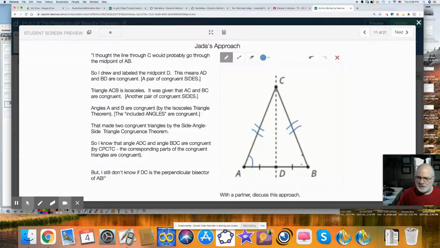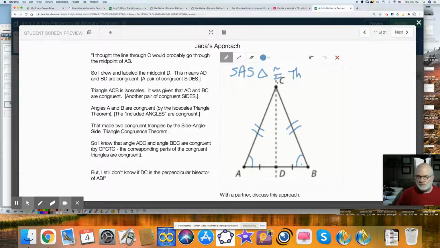Why? Well, because the isosceles triangle theorem, which we proved 2 days ago, says that the base angles of an isosceles triangle are congruent. Okay, wait a minute. I've got side angle side, side angle side. I know that I've got a side angle side triangle congruence theorem that says that the two triangles must be congruent. She says so too. That made the two triangles congruent by the side angle side triangle congruence theorem.